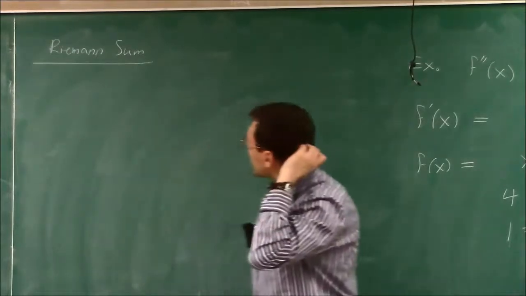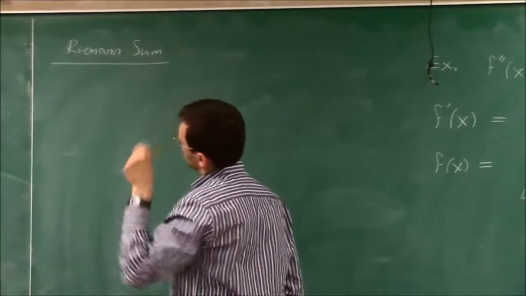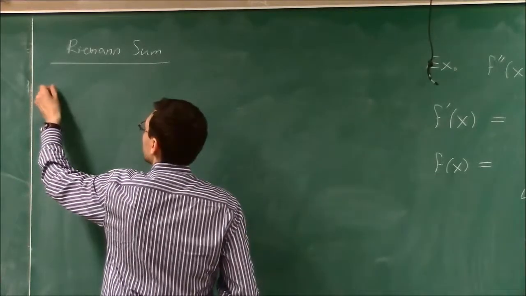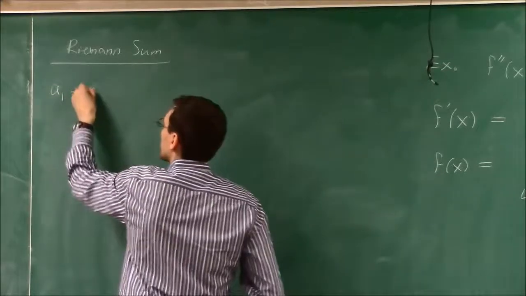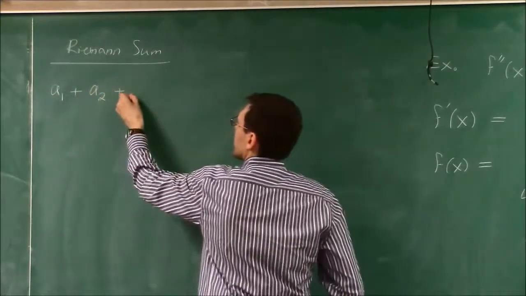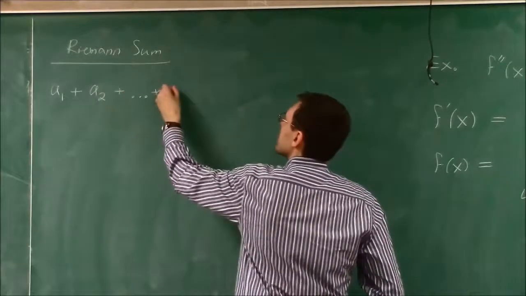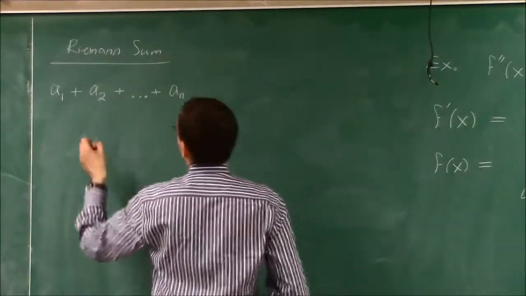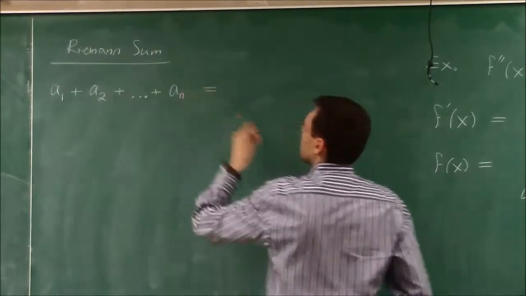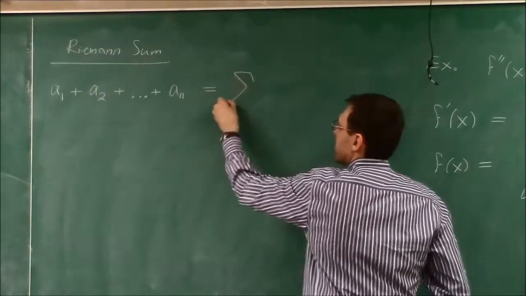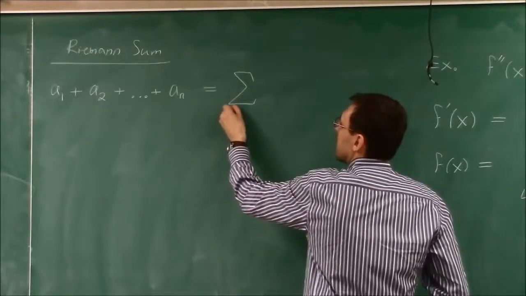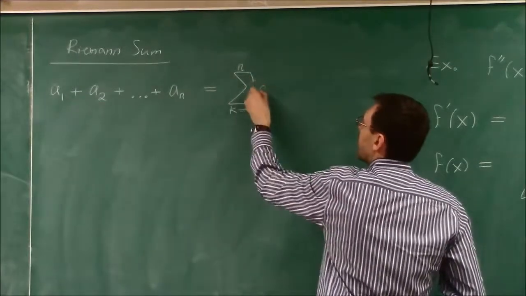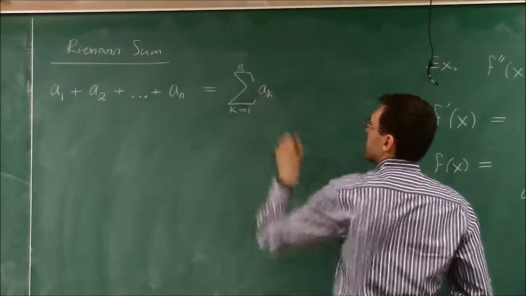So we're entering a difficult part of integration. First, the Riemann sum. And this is first a representation for addition. Suppose addition is written as A1 plus A2 plus ... plus AN. Another form of this is to say simply sigma, and write k equal to 1 all the way to n of a sub k.